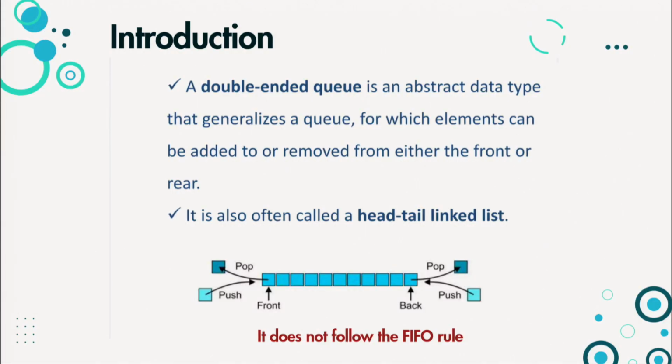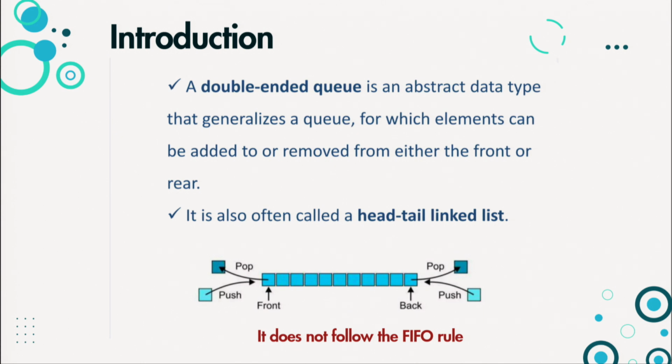So, first the introduction. Like any other data structure, double ended queue is also an abstract data type, which means a set of operations are permissible on it. Here we can add as well as remove elements at both the ends, that is at the front position and from the rear position. We also call this double ended queue a head tail linked list.